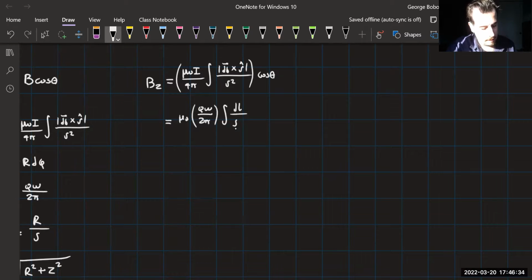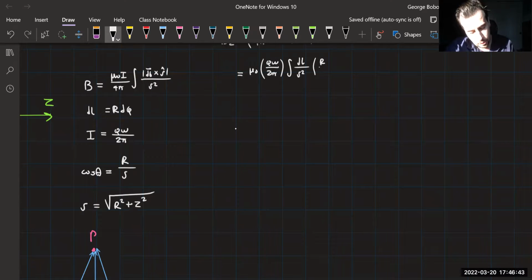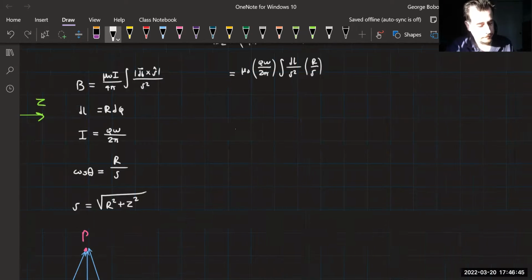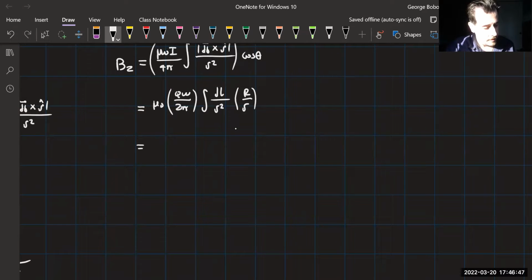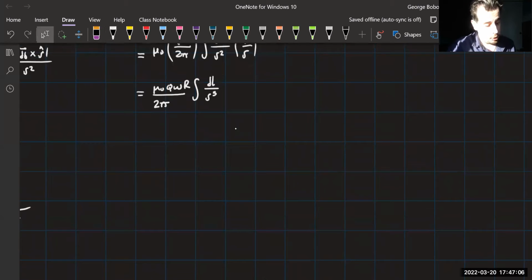Now, cos of theta, we found out to be, from Bogdan, you can see it down here, capital R over curly R. Okay, so we got in total here mu naught Q omega over 2 pi. We're going to pull outside the capital R as well to the front. We're going to end up with dL over R cubed right now. And you already have told me what these two things are.